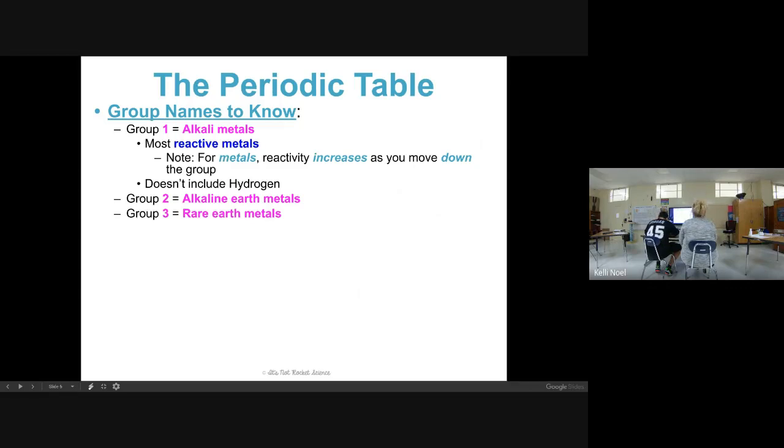This is 3B here. 3B is rare earth elements. I don't really do much with that one at this level. Then this whole area here is the transition elements. So you can just label this whole middle section with all the B's, transition elements.